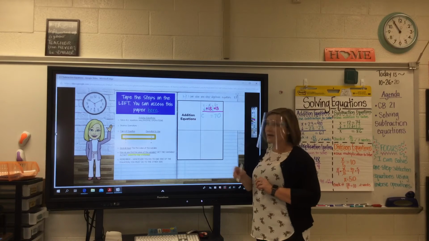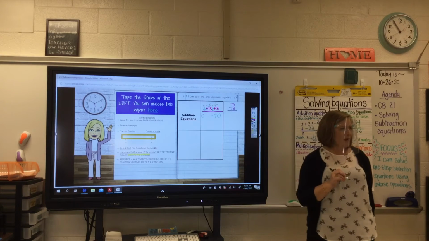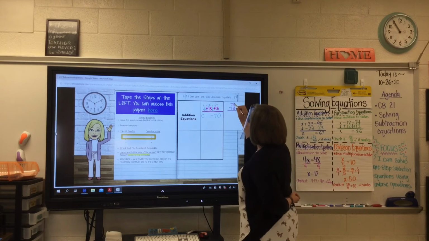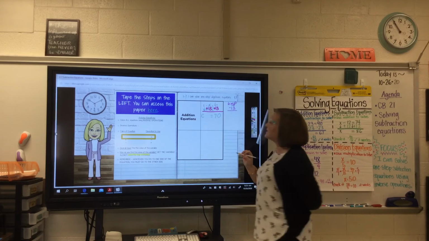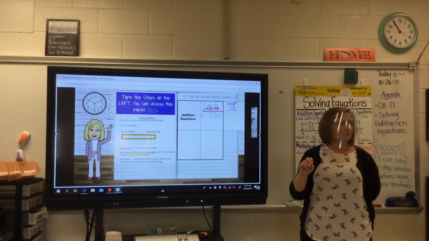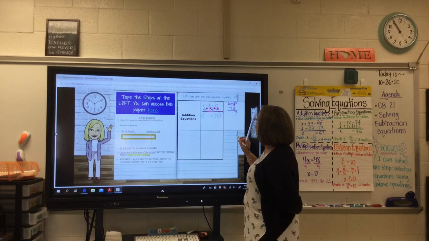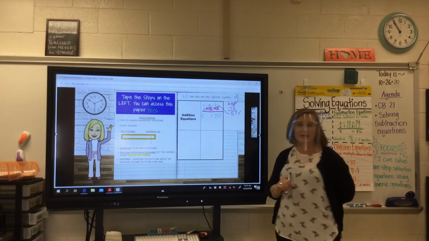Now what should we do? We should check our work. C is 70, so I'm going to do 70 minus 13. 0 minus 3, can't do it. So what are we going to do? Borrow from the 7. 10 minus 3 is 7. 6 minus 1 is 5. Does it work? Yes.